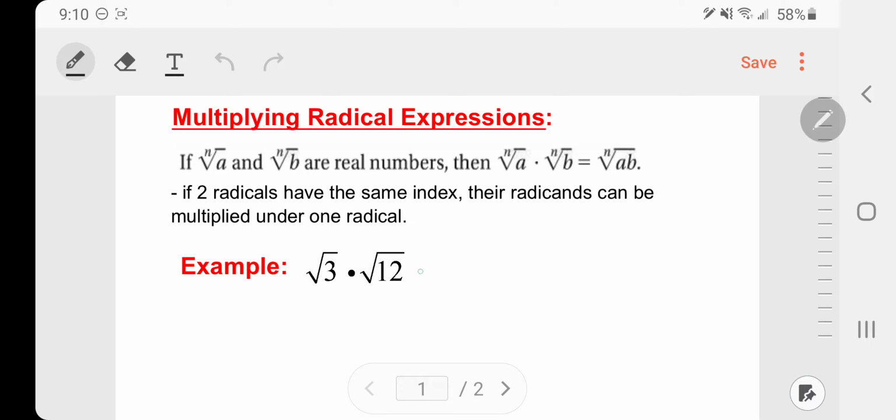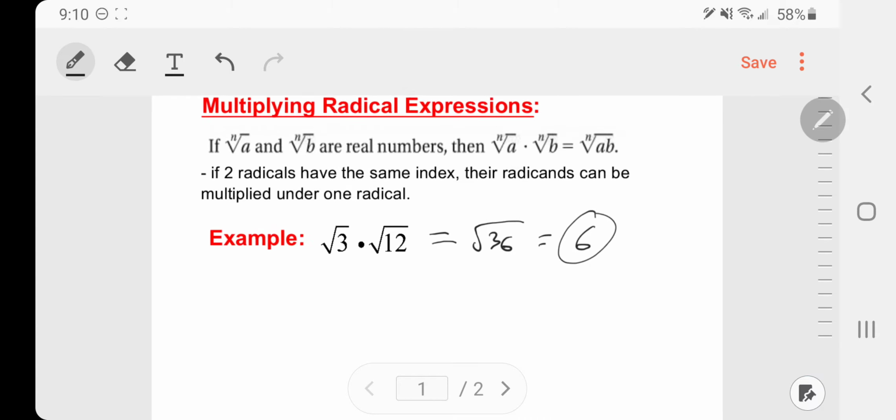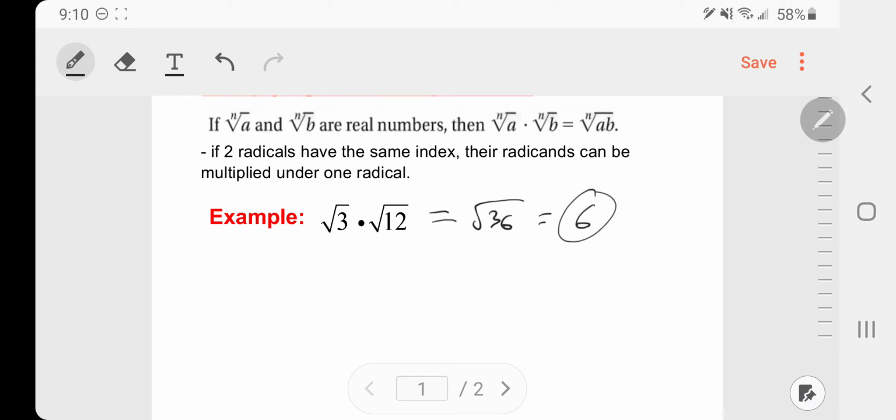So if we do before, okay, we could just multiply 3 times 12. That's going to give me the square root of 36, which is obviously 6. All right, so that one is very easy to do beforehand because it ends up being a perfect square. I actually prefer to simplify first, so I'm going to show you that method as well, especially when you have larger numbers. That makes things a little bit easier.